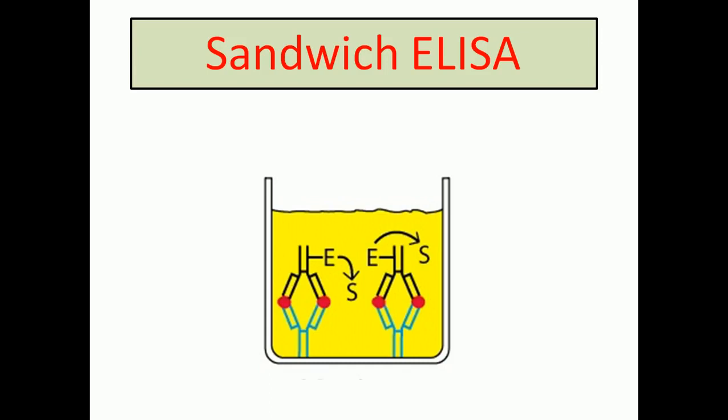After that we can know that yes, the sample that we use definitely contains the antigen that we look for. So that's how we can find out the presence of an antigen in this sandwich ELISA. But in the previous case of indirect ELISA, we know the presence of antibodies.